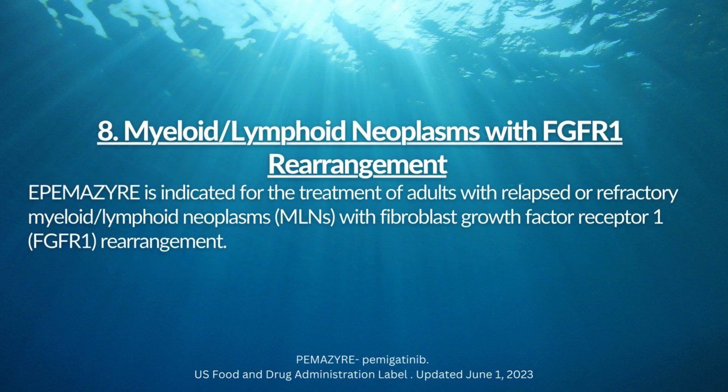And finally, the FGFR1 rearrangements, and these are indicated, in this case, pemigatinib or Pemazyre is indicated for the treatment of adults with relapsed or refractory myeloid or lymphoid neoplasms with this particular gene's rearrangement.